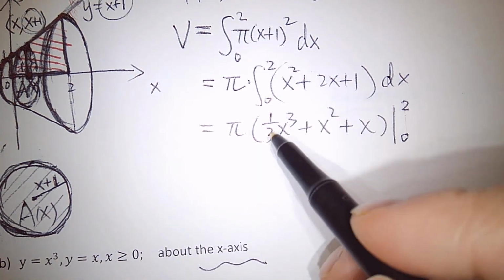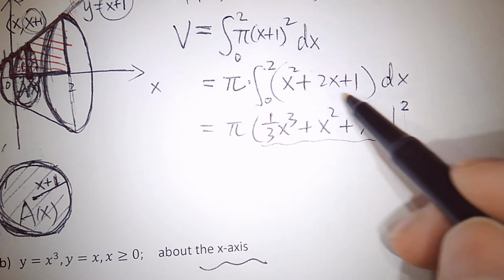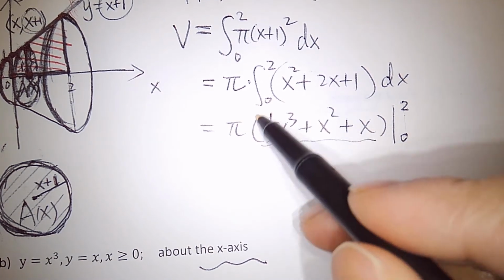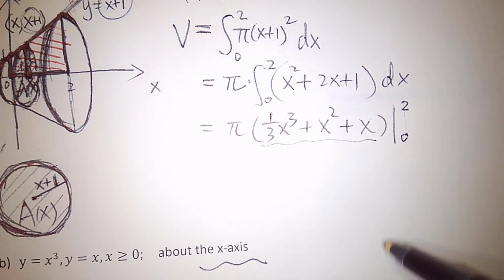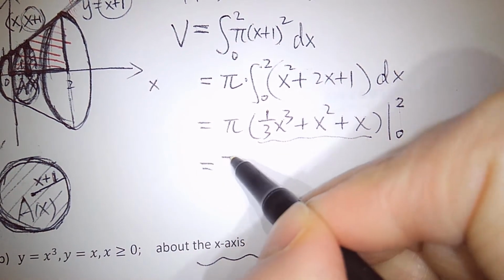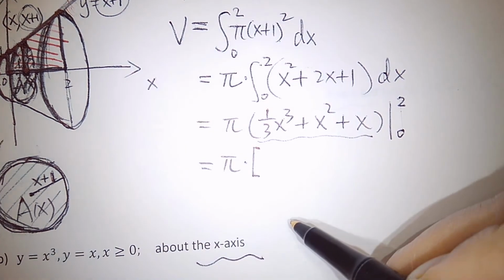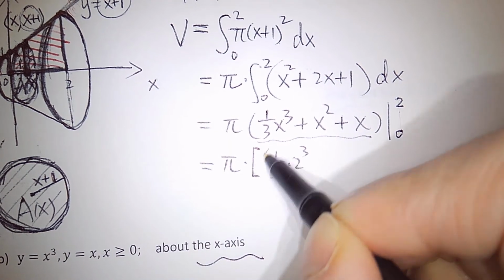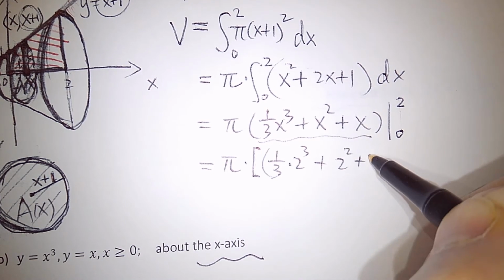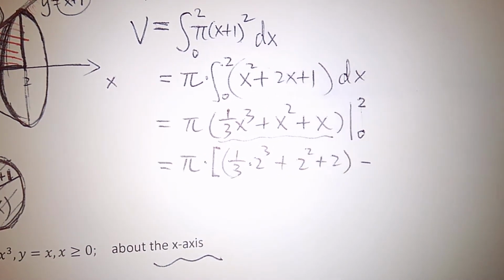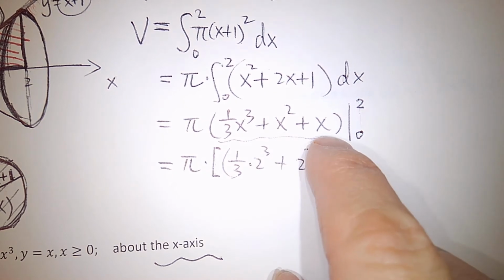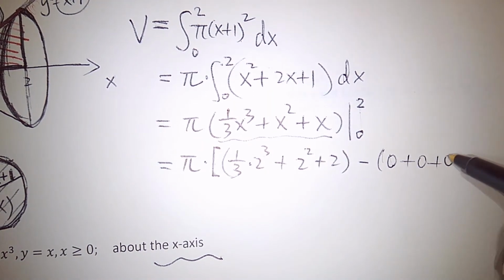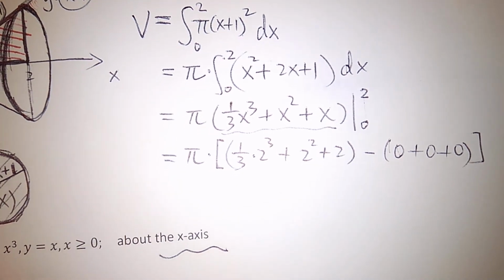Because this is a definite integral, this is capital F. By using the evaluation theorem, we have to evaluate capital F at 2 minus capital F evaluated at x equals 0, right? So that will give us pi times 1/3 times 2 cubed plus 2 squared plus 2, minus, replacing x by 0, we should have 0 plus 0 plus 0, which is 0, right?